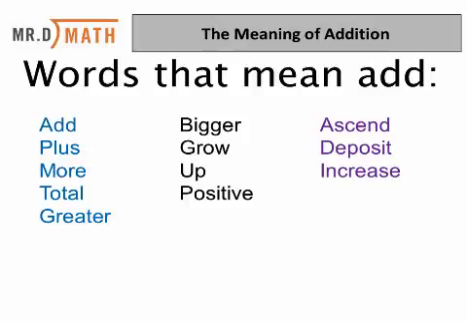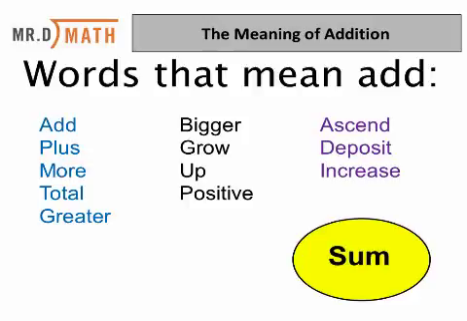And this word you've probably heard of right here is the word sum. And sum is the answer to an addition problem. Somebody said find the sum of 2 numbers. They're asking you to add them together. Well, there you go. You found some words that mean add. And again, this is the math you need to know. Why? Well, because these are words you need to know to speak the language of math.